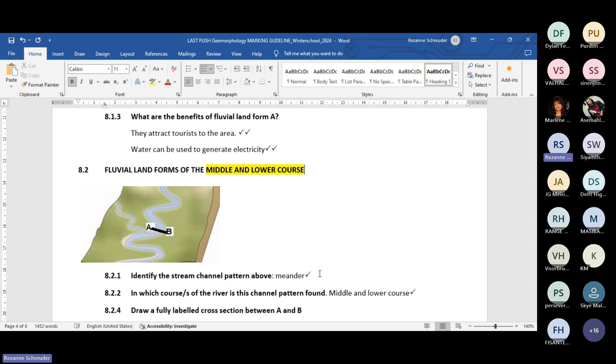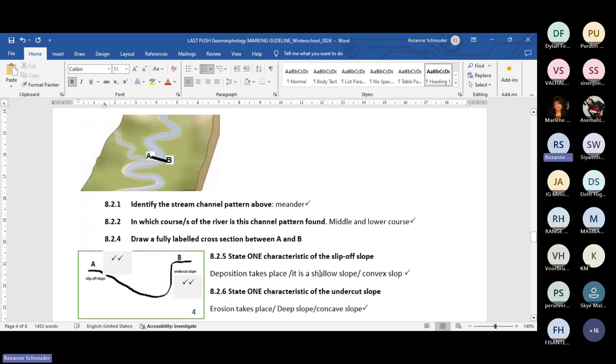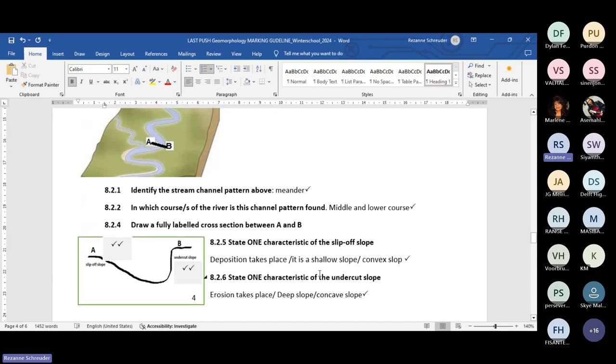Okay, let's have a look. I'm hoping for slip off slope, undercut slope. There's someone that drew it. Oh, nice. Slip off slope, undercut slope. Okay, right, let's have a look. I would like to know, how do you know that this slope is concave or convex and this slope is concave?